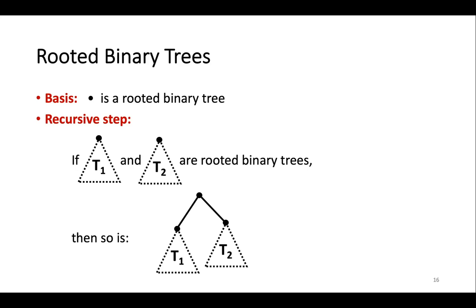So here we have the recursive definition of a rooted binary tree. Here the basis is that a single node, which is the root, is a rooted binary tree. And we have a recursive step to make another binary tree: if you have two binary trees, we can combine them together with the root, then that is again a binary tree.